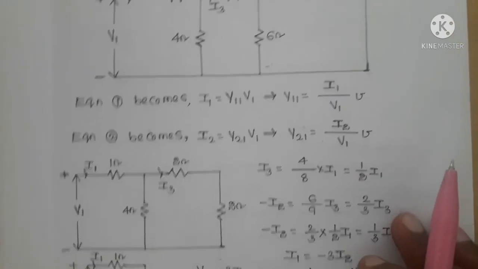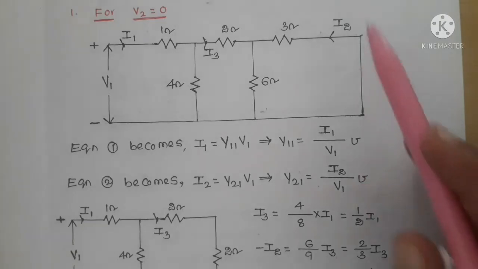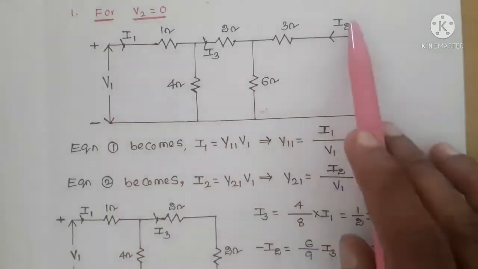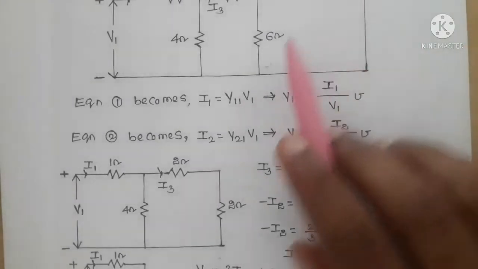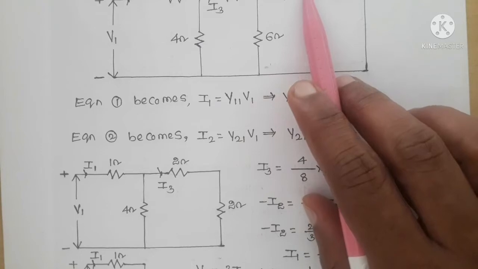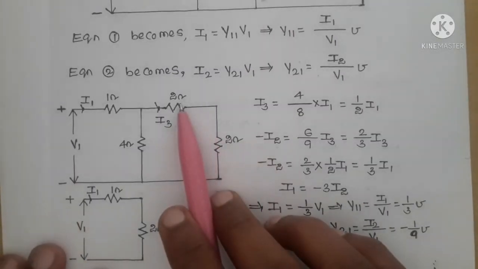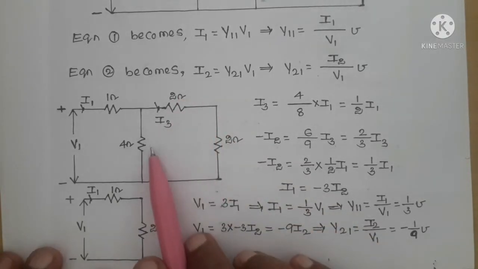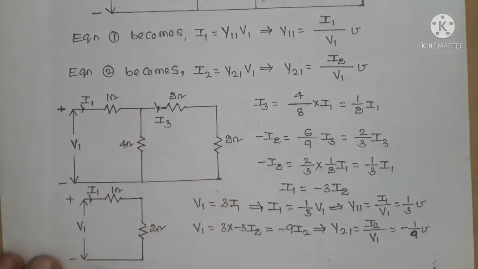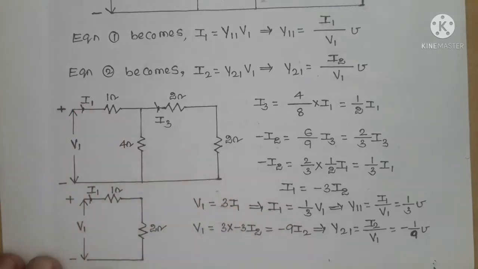So from this circuit we have to get the I1 by V1 ratio and the I2 by V1 ratio. Here these two are in parallel. So 6 and 3 in parallel is equal to 2 ohms. Then 2 and 2 connected in series is 4 ohms, and 4 and 4 in parallel is 2, and 2 and 1 in series becomes 3 ohms. So the relation between V1 and I1 is V1 equal to 3 I1.